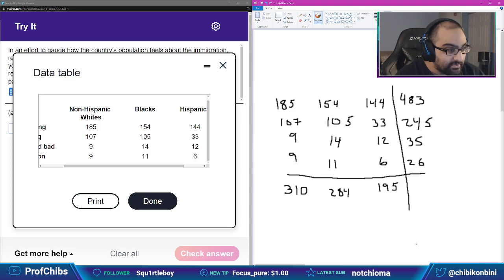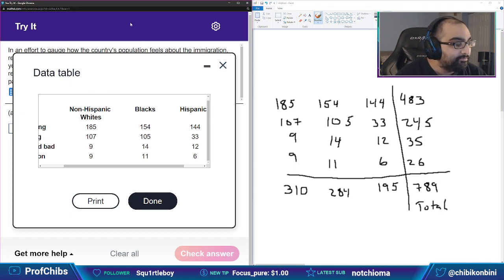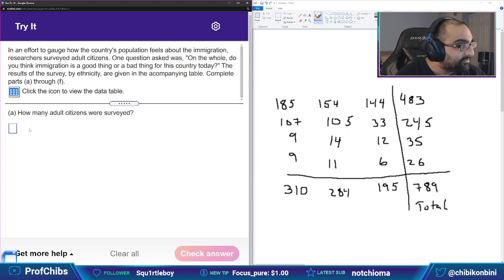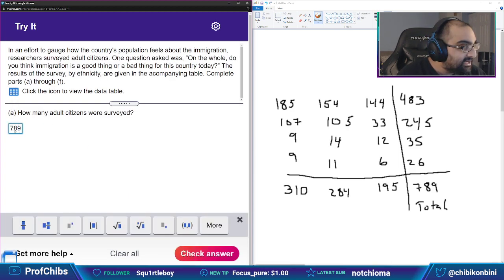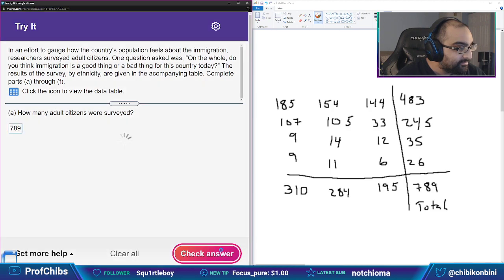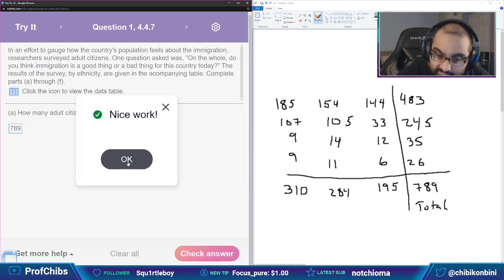Let's see here, 284 and 195. We get 789. So in total, 789 people is what we surveyed for this particular thing. All right. Let's put down 789 here for the first part. Okay, seems fair.